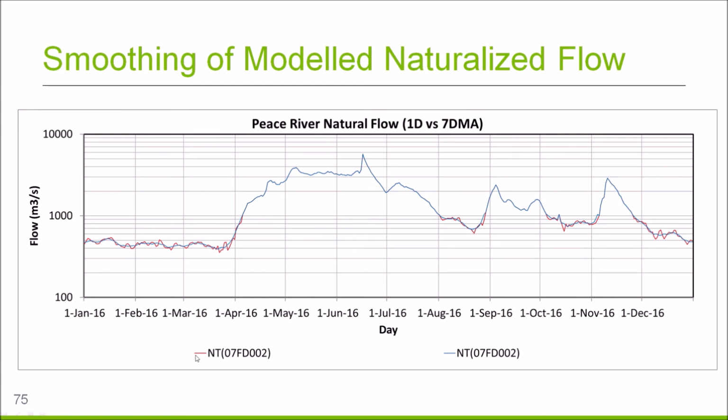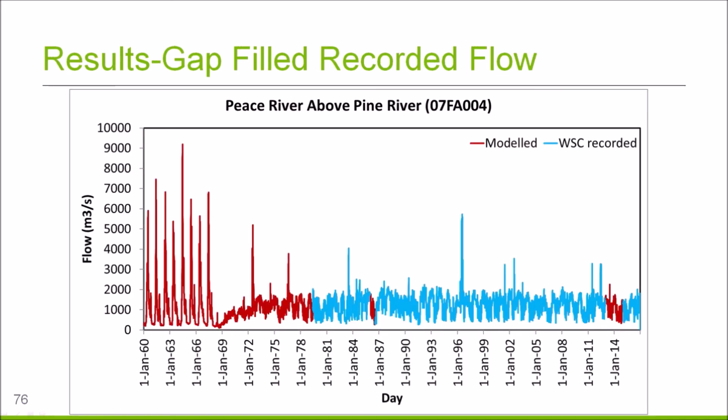So now I have two different plots here. The red line shows what it looks like if you do not use any algorithm to smooth those flows. And if we apply a 7-day moving average, it looks like this blue line. However, we did not run the 7-day moving average in high flows because it can dampen some of those peak flows and even shift them a little bit. So we only applied it for low flow seasons. Now this is showing, again, Peace River above Pine River, so that's the station.